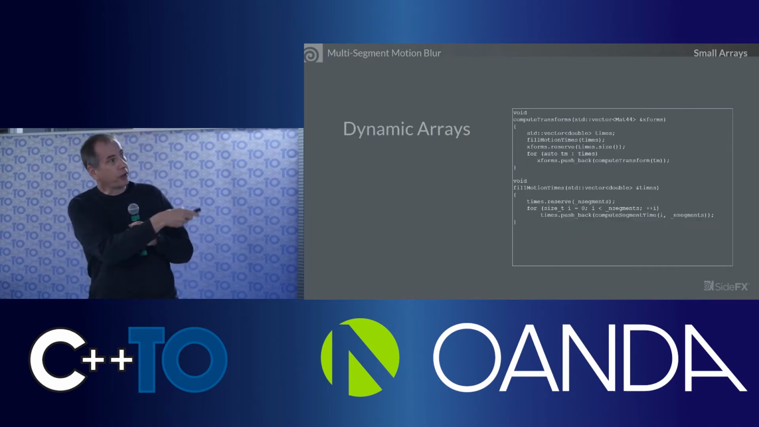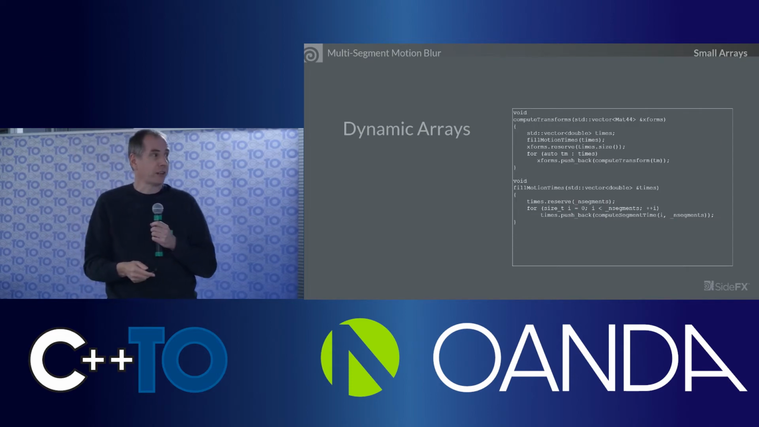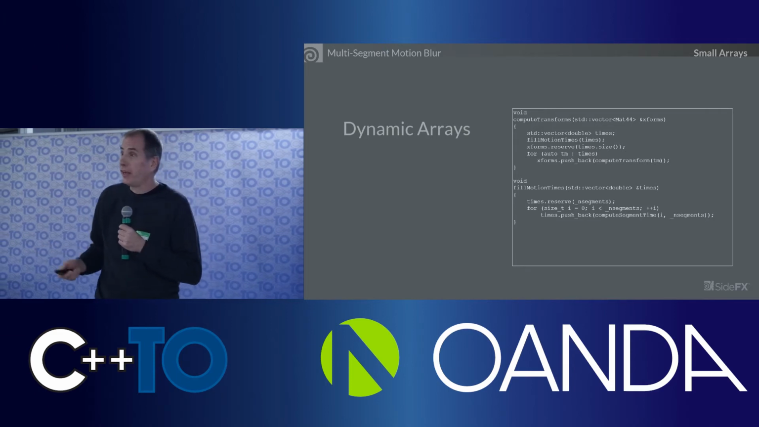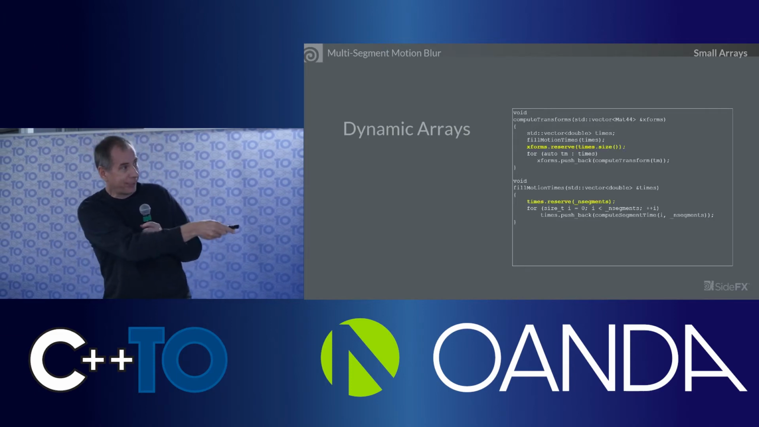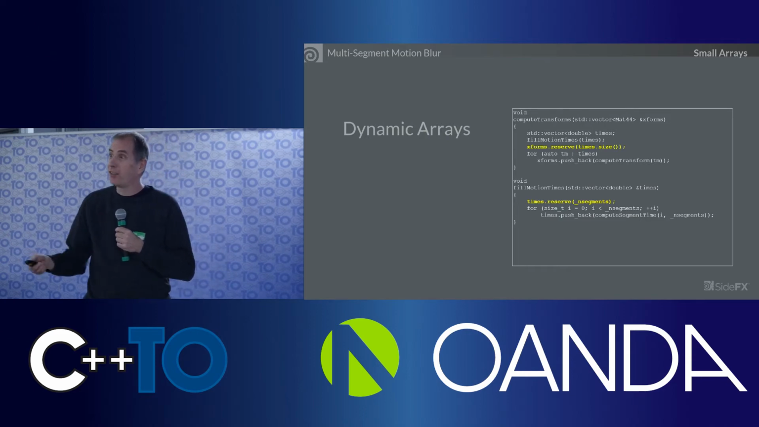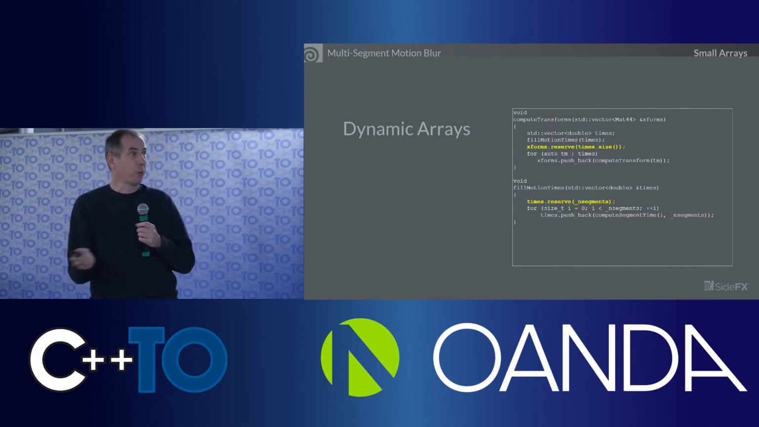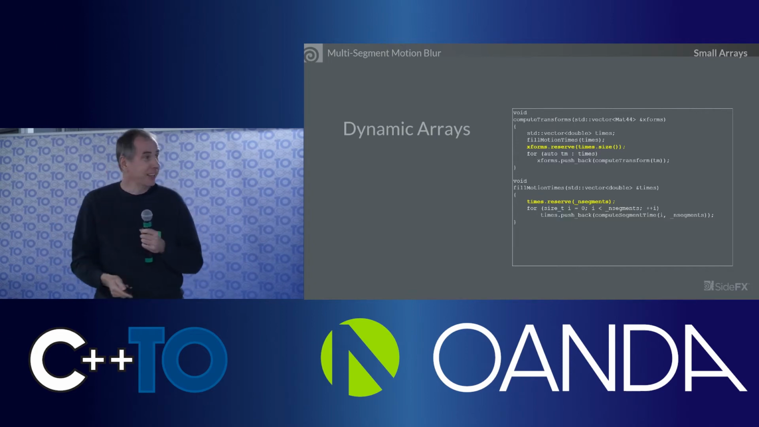So of course, what you have to do is switch over to a std vector of transforms and a std vector of times. And this works great, except for those two functions right there, when you call reserve to set the size of the array, because that calls malloc, and malloc's really expensive, like really, really expensive, like 20 nanoseconds or something like that, I heard.